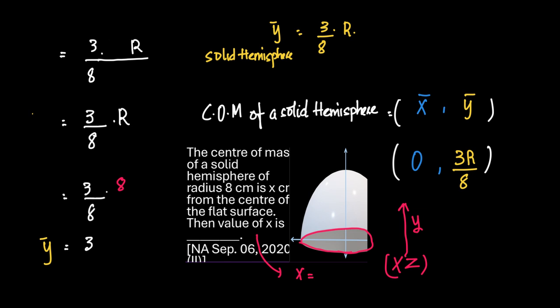So what we need to understand here is, if the figure is lying such that the bottom of the hemisphere is lying on the xz plane and the height is along the y-axis, then the coordinate of the center of mass will be x bar comma y bar with x bar equal to 0. If this is lying the other way around, with the bottom of the surface lying in the zy plane and the height lying along the x-axis, then the y bar will be equal to 0 and we have x bar is equal to 3r by 8.